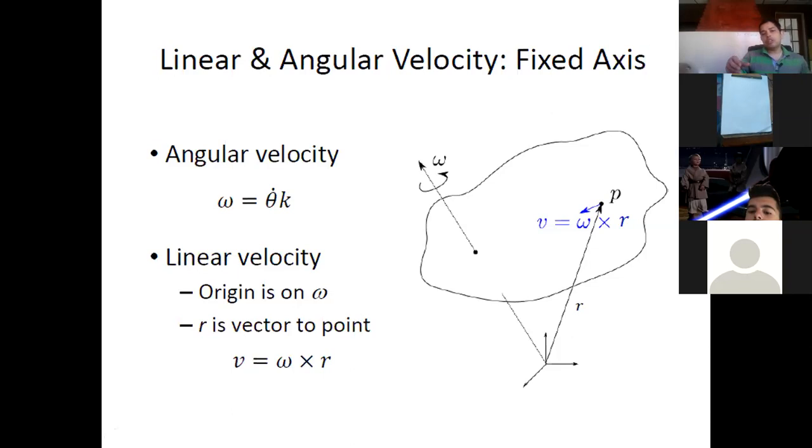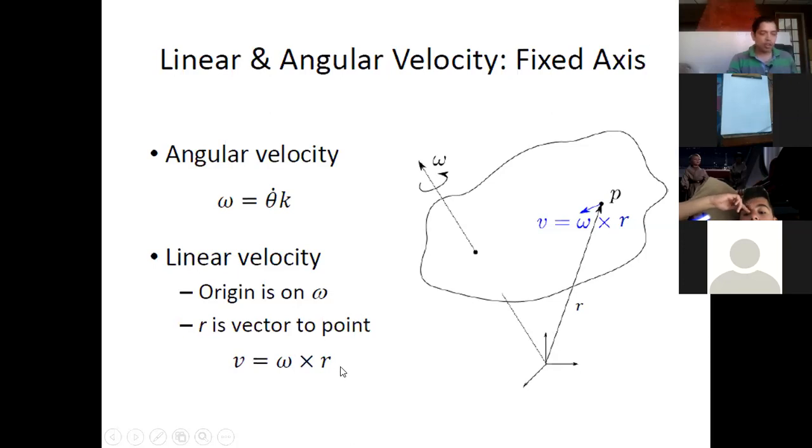That v equals omega cross r. If you see the right hand rule, omega cross r gives you the velocity of the point P here. This is how the linear and angular velocities are related. V is the linear velocity, omega is the angular velocity, and r is the radius vector here. This is the relationship between V and omega.